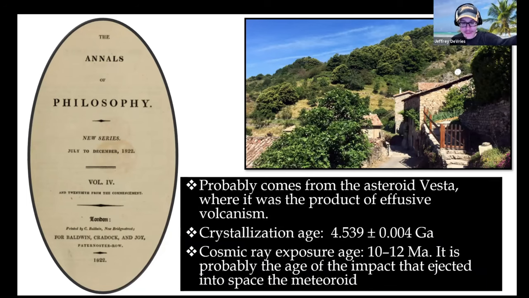So, this particular Eucrite comes most likely from the asteroid Vesta. Crystallization age is showing about 4.539 billion years. The cosmic ray exposure analysis shows it has dated about 10 to 12 millennia since it was ejected from Vesta and landed on the Earth here. And I just included here a picture of the local area of where this particular historical meteorite fell.